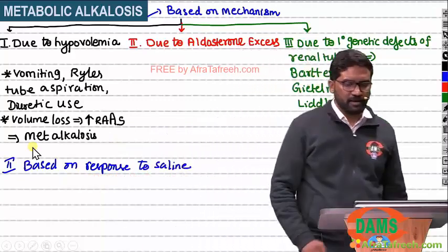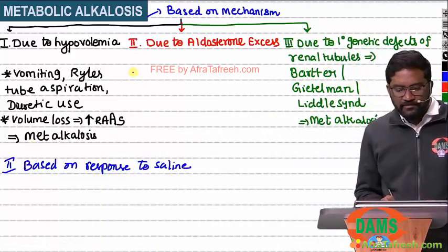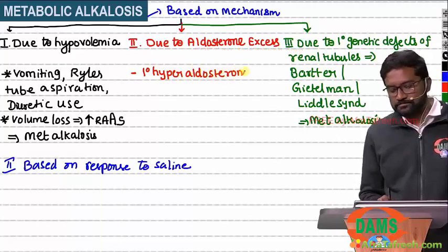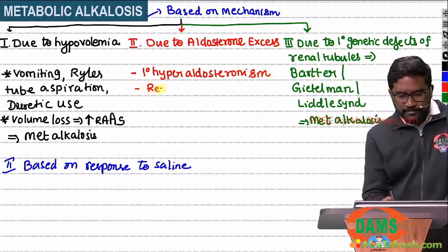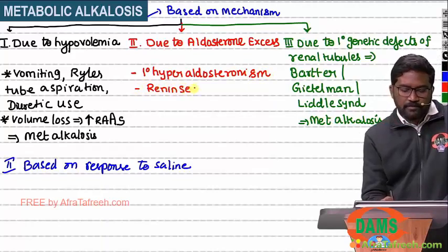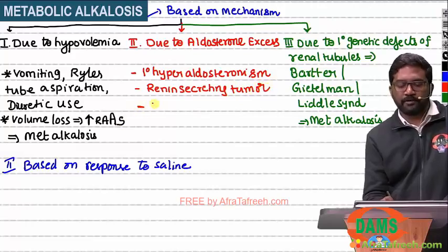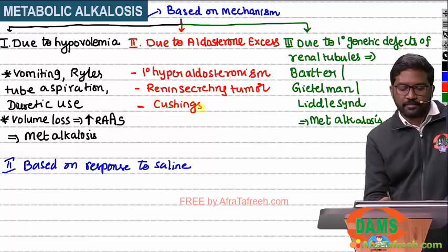Then coming to category 2, unnecessary aldosterone excess such as primary hyperaldosteronism, renin secreting tumor, then we also have Cushing's syndrome.